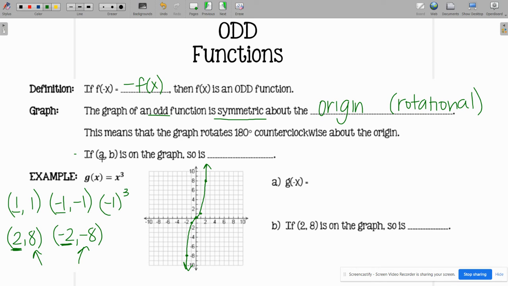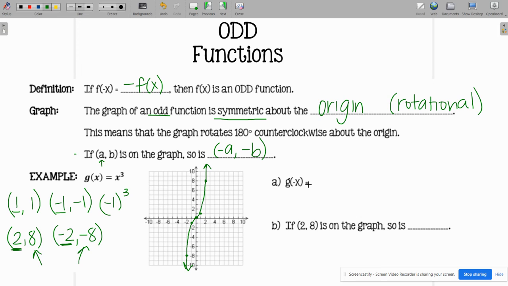So that means that if I plug in A and I get out B, well, if I plug in its opposite, negative A, I got the opposite y value, which means we would get out negative B.